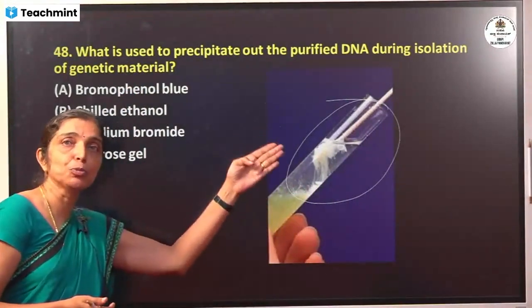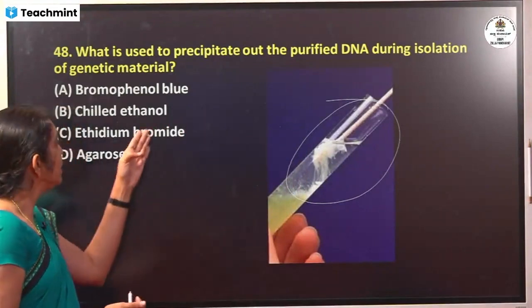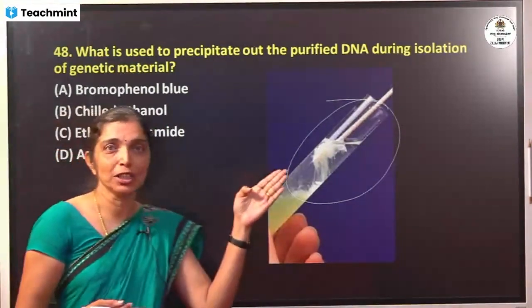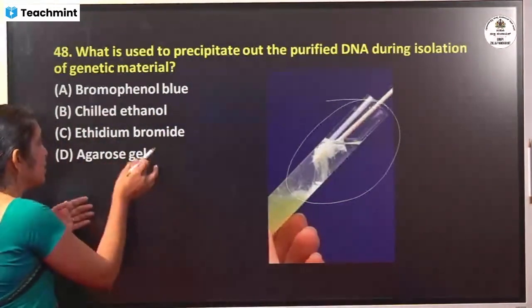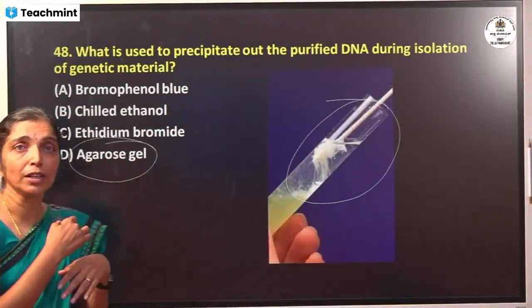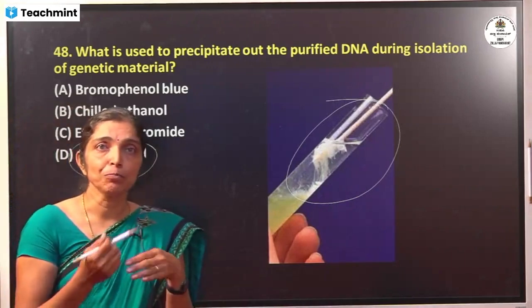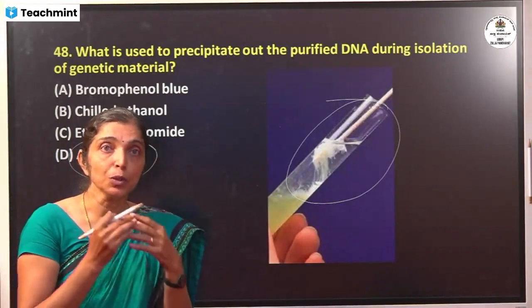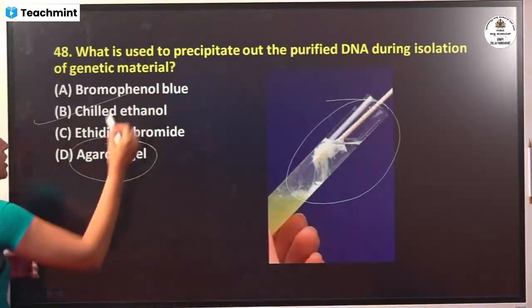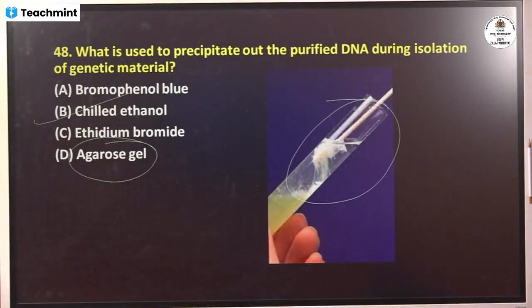Precipitation takes place to purify. So ethidium bromide, definitely not, isn't it? It is used somewhere else. Whereas agarose gel, as we discussed in the previous one, is used for separation of DNA fragments under gel electrophoresis. So which is the one? The right option over here is chilled ethanol. Using chilled ethanol, we are able to precipitate out the purified DNA during isolation of genetic material.